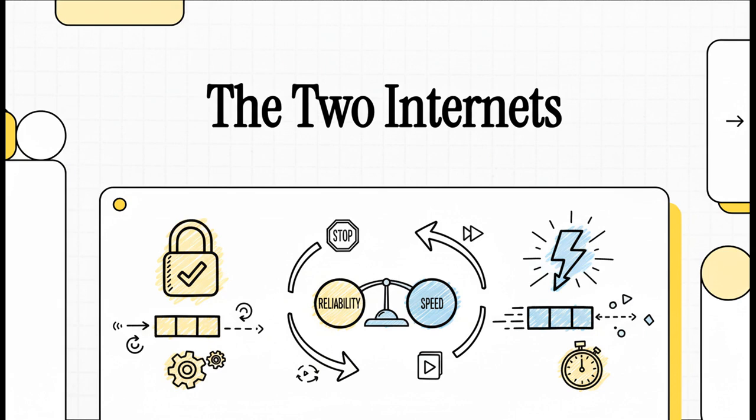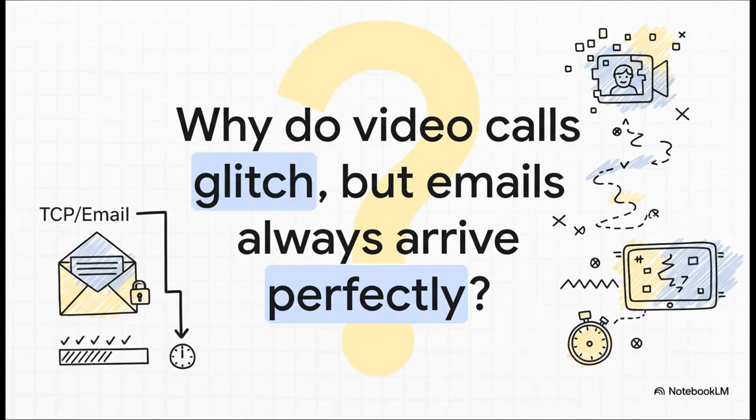Let's dig in. I mean, think about it for a second. You're on a really important video call, and boom, the audio cuts out, or the video just freezes for a moment. It's super frustrating, right? But here's a question for you. Have you ever gotten like half an email or loaded a web page and found entire paragraphs just missing? Almost never happens. The whole message always gets there, perfectly intact. So what is going on here?